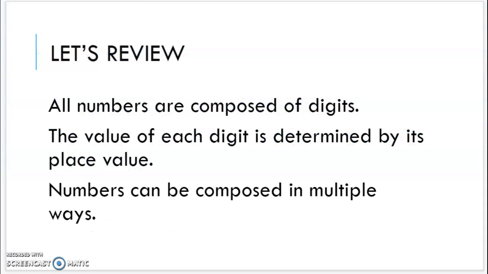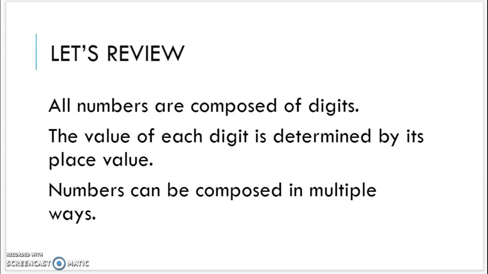First, let's review. All numbers are composed of digits. Digits are the actual numbers that you write: 1, 2, 3, 4, 5, 6, 7, 8, 9, or 0. Any number you write down is called a digit. That's a good math vocabulary word.